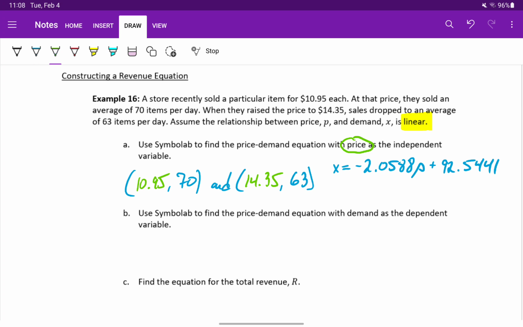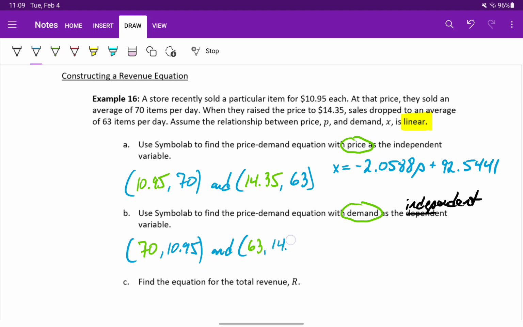In part B, we'll do the same thing, but now we're told to use demand as the independent variable. So now our first coordinate pair would be 70, comma 10.95, and 63, comma 14.35.